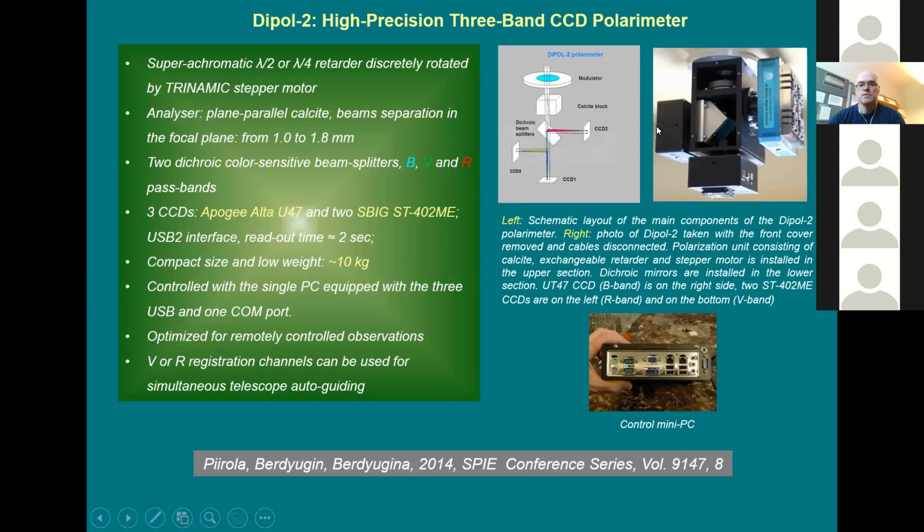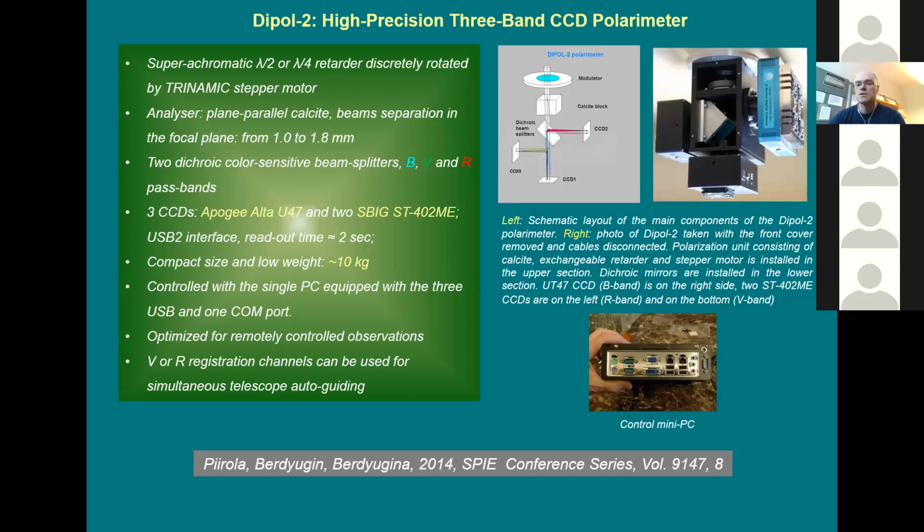So finally, we end up with this instrument. If you see my pointer, this is a schematic layout of our polarimeter, and this is a photo of DIPOL-2 with the front cover removed. We have polarization optics on top, with a superachromatic half or quarter wave plate discretely rotated by a high-end Trinamic stepper motor. We use a plane parallel calcite as an analyzer. We have a set of calcites with different thickness, providing beam separation in the focal plane from 1 to 1.8 millimeters. So depending on the telescope, we can put in thicker or thinner calcite.